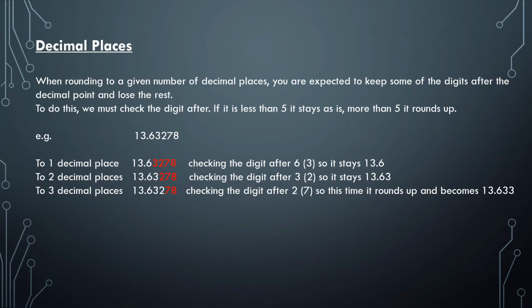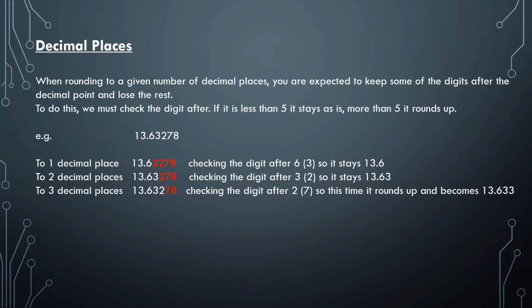Finally, looking at three decimal places, and theoretically we could go more than that. We don't tend to ask for any more decimal places than 3, but if we look at it here, we want to keep three things after the decimal point. So we've got 13.632, and we want to ditch that 7 and 8. So what we're doing now is looking at the digit after the 2, the 7, but this time it is bigger than 5. Okay, and so in that case we round it up, and so it becomes 13.633.